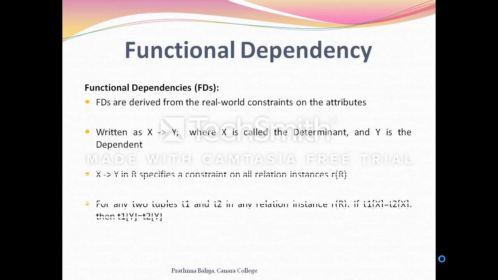For any two tuples t1 and t2 in any relation instance r of R, if t1[X] equals t2[X], then t1[Y] equals t2[Y]. That is, whenever two tuples t1 and t2 have the same value in attribute X, then they must have the same value in attribute Y. Such a thing is called a functional dependency.